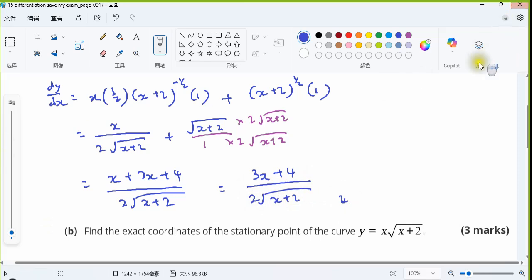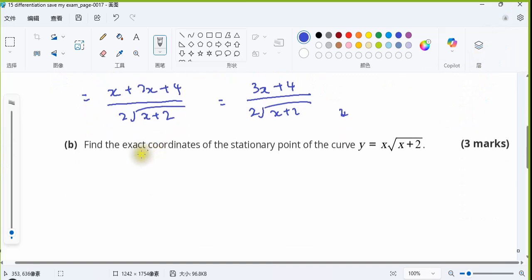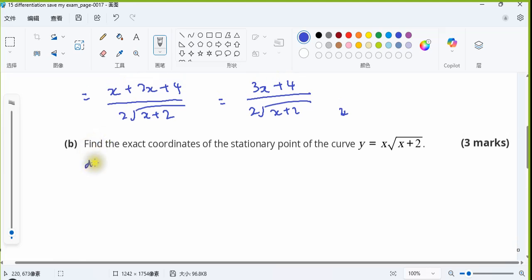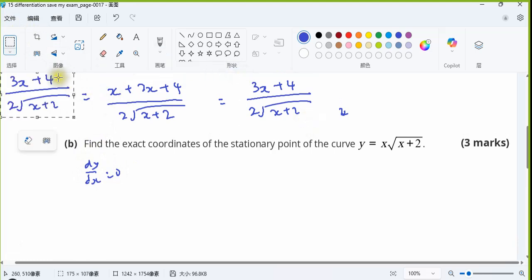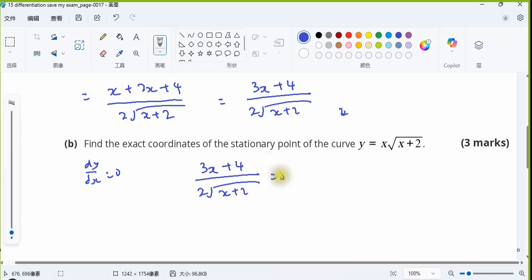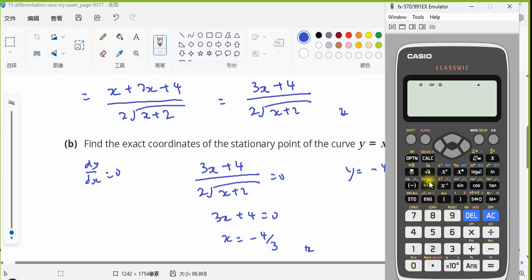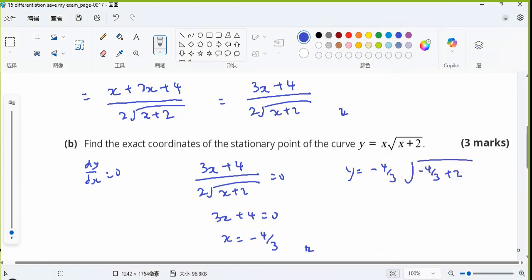Find the exact coordinate of the stationary point. So the stationary point is when dy/dx equals 0. So we will have this equal to 0. So we have 3x plus 4 equal to 0, x equals negative 4 over 3. Okay. And then the y will be negative 4 over 3 times the square root of negative 4 over 3 plus 2.